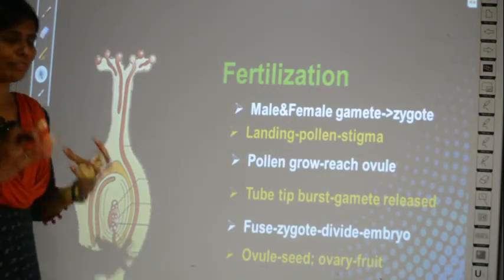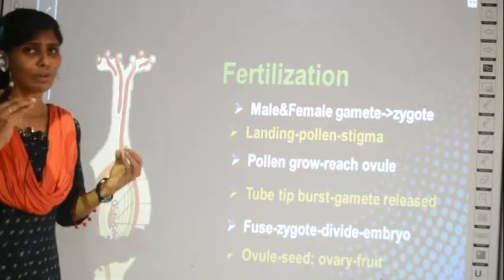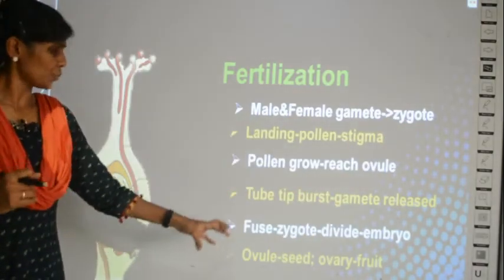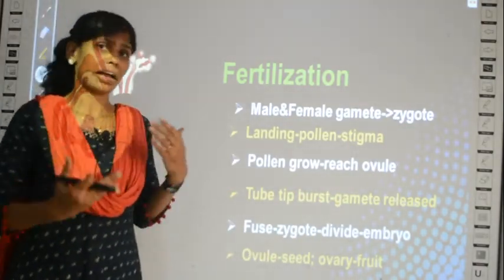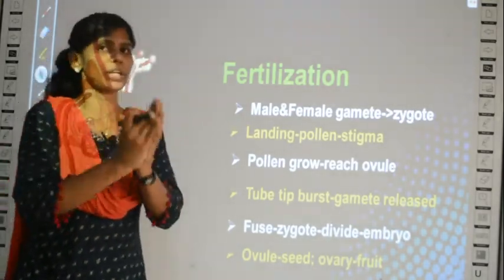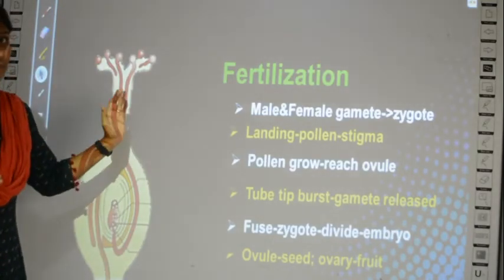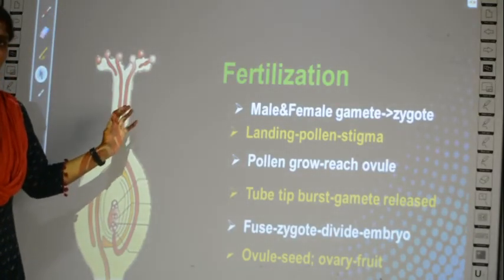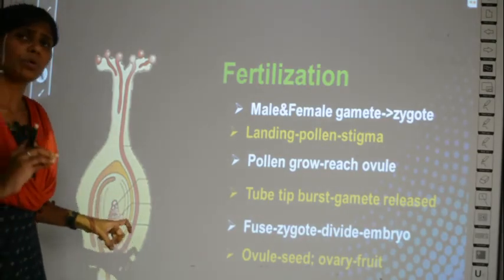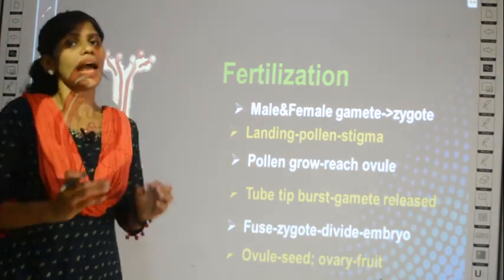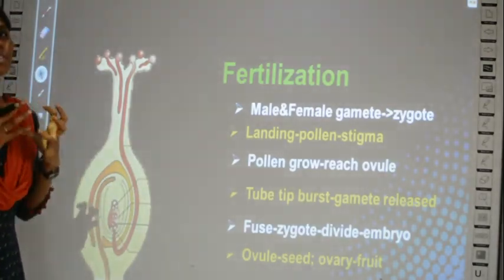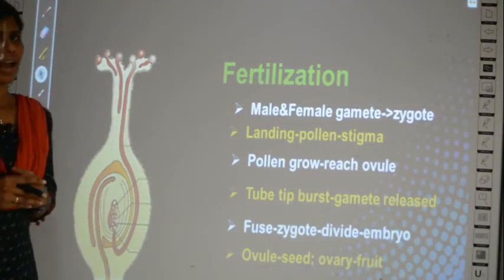Then there is fusion, and the male and the female gametes will fuse to form a structure called the zygote. Now the zygote will divide rapidly, and again it will divide, and it will form a structure called the embryo. See, generally after the fertilization process, the ovule, which is inside the ovary, is the one which develops into a seed, and the ovary is the one which develops into a fruit. So after fertilization, fruits and seeds are produced from the ovary and the ovules.